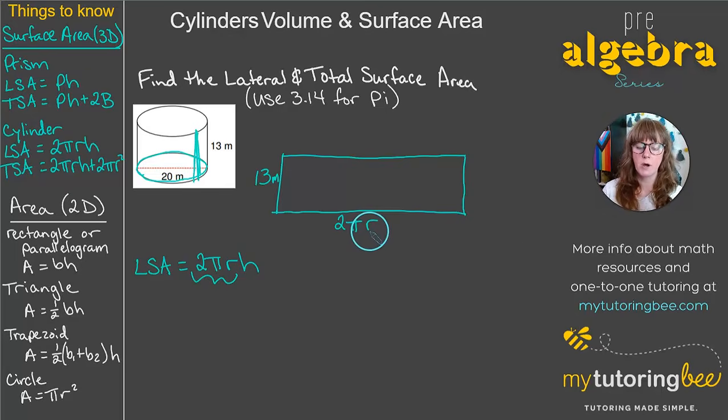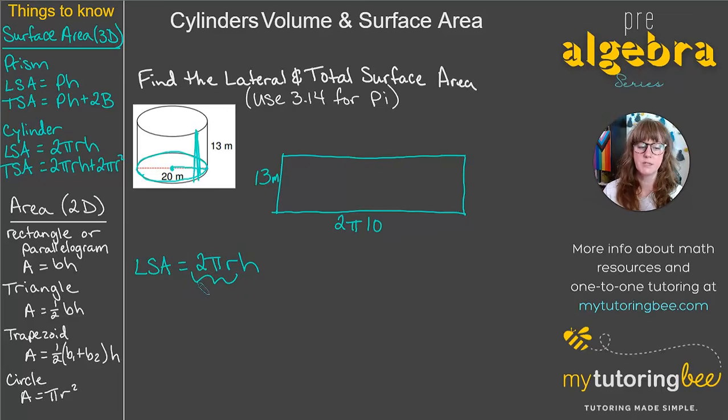So let's talk about r, the radius. The radius extends from the center of the circle out to the edge of the circle. They've given us the diameter here. So this diameter is 20 meters. So half of that would be 10. So instead of r here, I'm going to go ahead and substitute in my 10 meters there. So now we have the dimensions to find the lateral surface area.